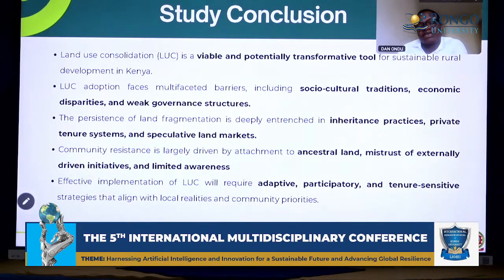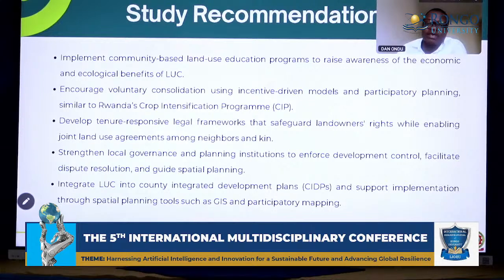Generally, for effective implementation, the study also established from the respondents that they require adaptive, participatory, and tenure-sensitive strategies that align with the local realities and community priorities. Now, the recommendations include implementing community-based land use education programs, encouraging voluntary conservation using incentive-driven models, for instance, borrowed from Rwanda's model, developing tenure-responsive legal frameworks, as I indicated earlier, and also integrating land use conservation into integrated development plans for the county.